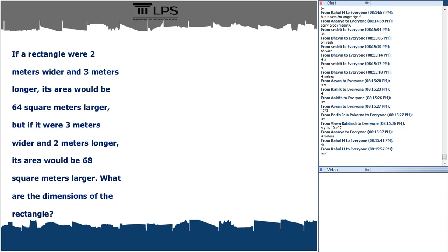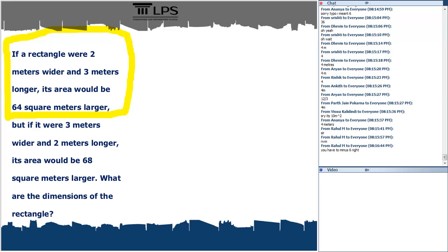If the rectangle were 2 meters wider and 3 meters longer, its area would be 64 meters larger. But if it were 3 meters wider and 2 meters longer, the area would be 68 meters square larger. What are the dimensions of the rectangle? Lot of information is there in this one question. What I would suggest is, as a hint, that you take this piece of information first, then take this piece of information.